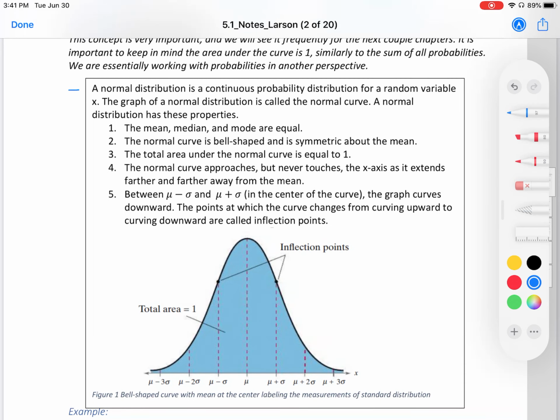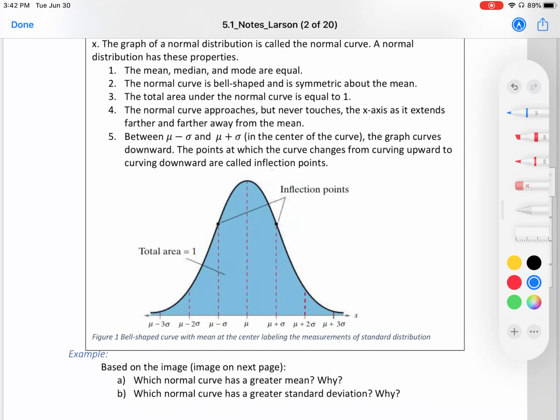Let's look at these definitions. A normal distribution is a continuous probability distribution for a random variable x. The graph of a normal distribution is called the normal curve. A normal distribution has these properties. 1. The mean, median, and mode are equal. 2. The normal curve is bell-shaped and is symmetric about the mean. 3. The total area under the normal curve is equal to 1.